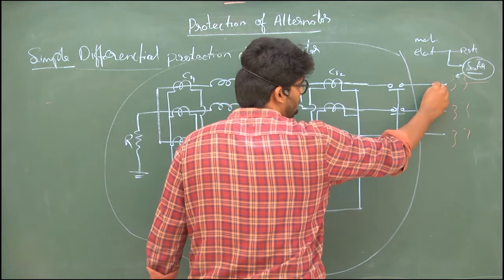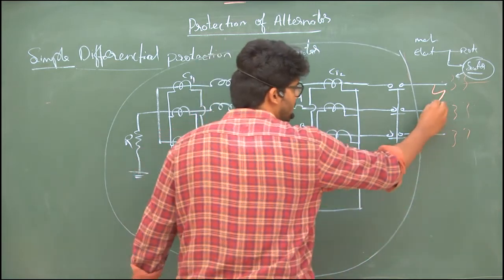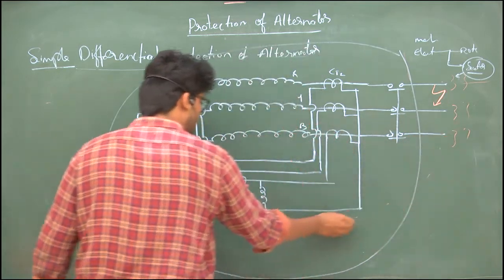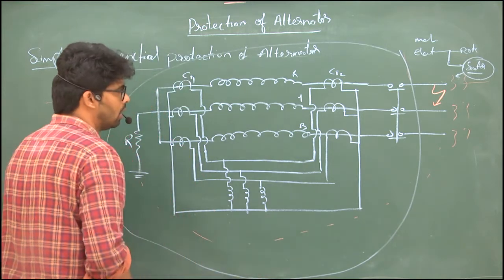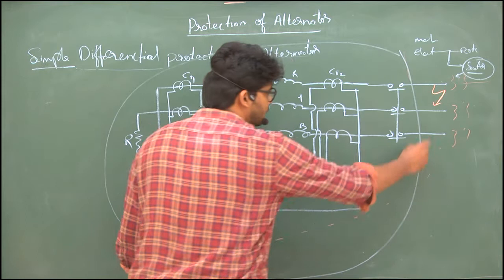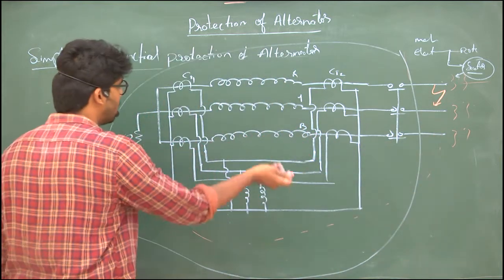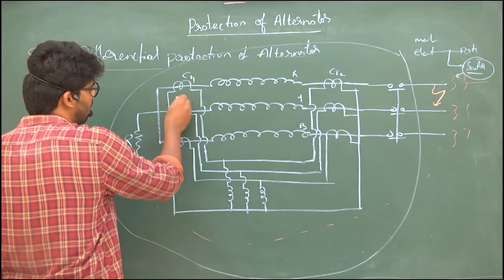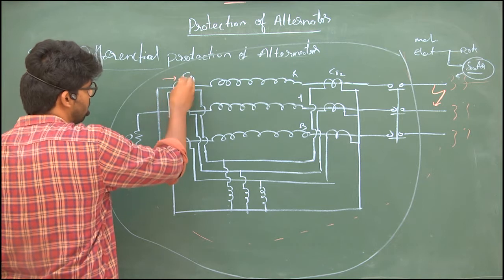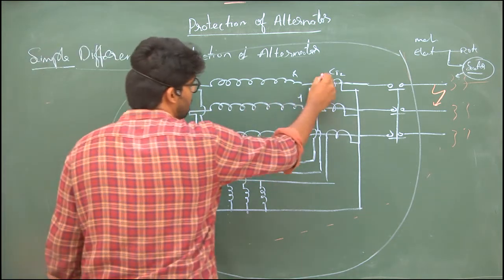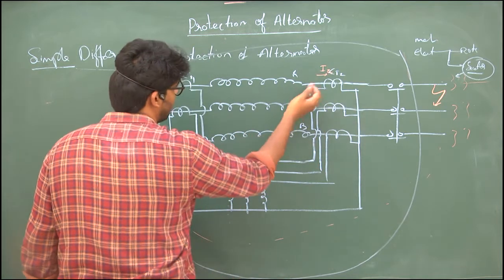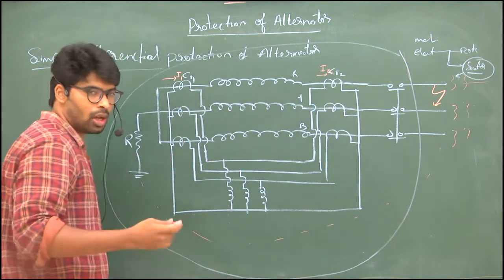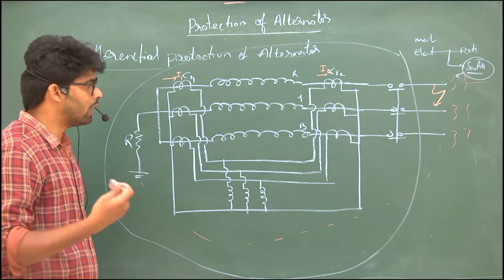For example, if a fault occurs here, this will be a connection with the ground which I am having. Now when the fault occurs, in the normal condition let us say the current through this system is I1, and through this system, this CT, is I2, that is the phase current. In the normal condition, the phase current will be at the rated value.